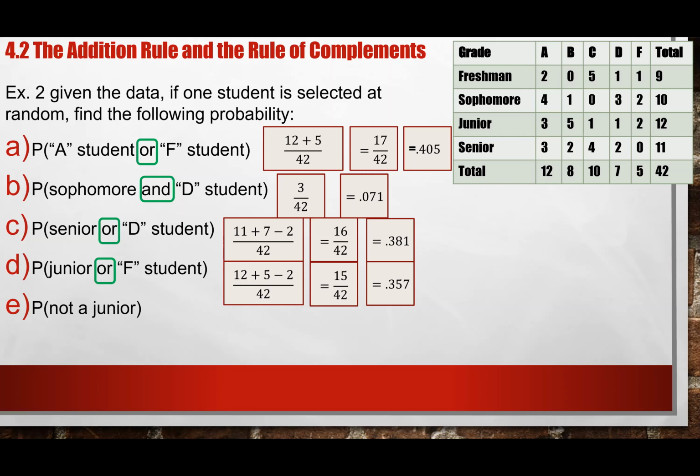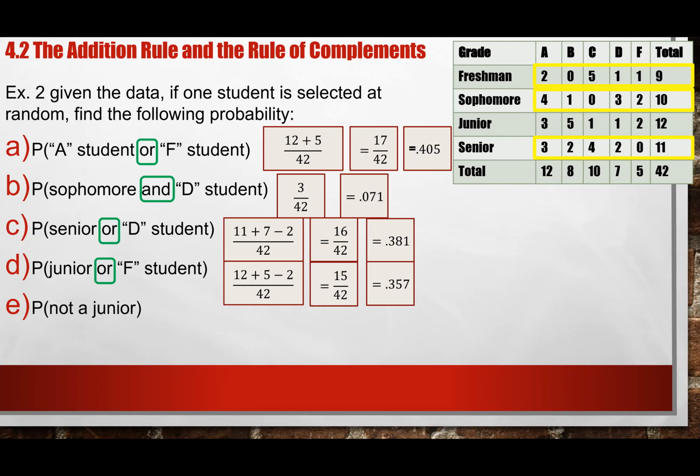Okay, so the next question is E, which is again the probability of not a junior. What is the probability of me going into this data, selecting one person, and this person is not a junior? There are two ways of doing this. First, do you agree that freshman, sophomore, and senior are the not-a-junior categories? This question is the same as asking the probability of selecting one student who is a freshman, or a sophomore, or a senior. But instead of writing all that, I can just say the probability of selecting one person who is not a junior, right?